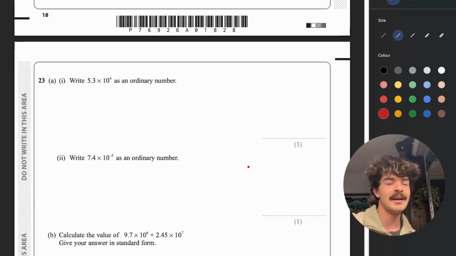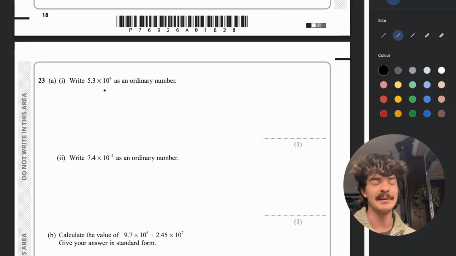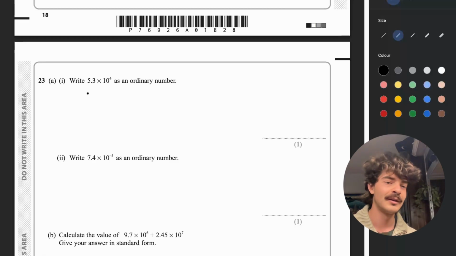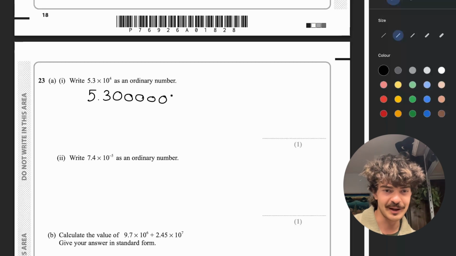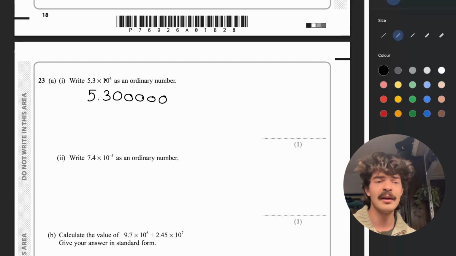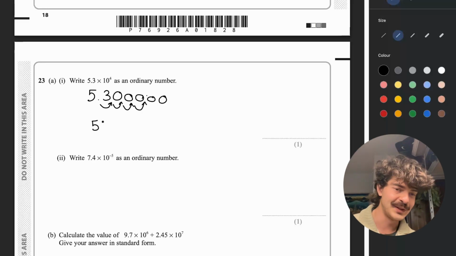Cool. Next up, we've got some standard form. So here we're going to be thinking about what 5.3 times 10 to the 4 is. I always like to give yourself some spare zeros to play around with. And we're multiplying this by 10 to the 4. What's that going to do? Well, all it does is move our decimal point 1, 2, 3, 4 to the right. Our new decimal point is going to be over here. Therefore, our final answer is 53,000. And there you go.